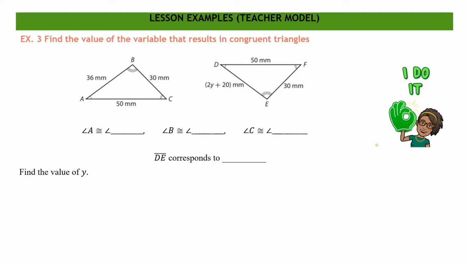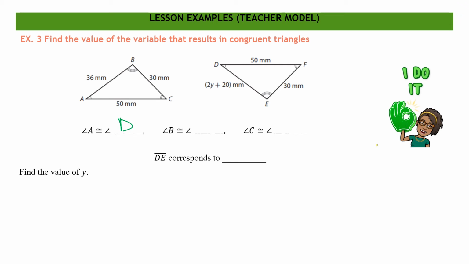Okay, so let's look at an example in regards to angles. So it says find the value of the variable that results in congruent triangles. So we have here that angle A, if I'm looking solely at the markings of the two triangles, I see that angle A is congruent to angle D because it has one arc here.